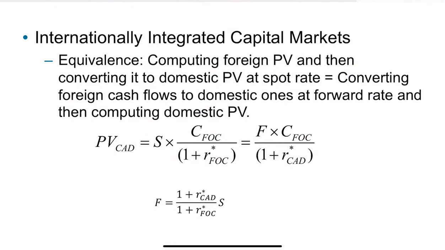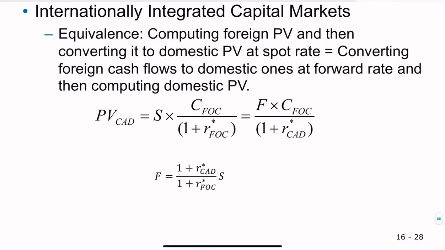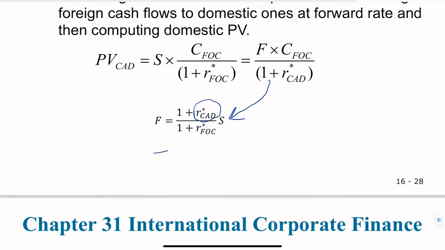And then because of this equivalence result, we will get this formula. So this formula is somewhat similar to the covered interest rate parity, except here we are using cost of capital, right? Because for covered interest rate parity, we use risk-free rate.